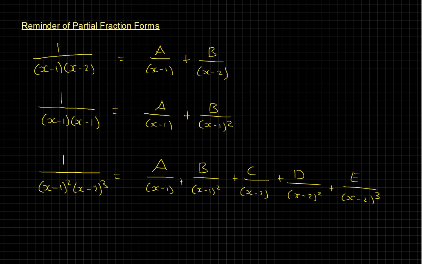The point being that the number of individual fractions you're going to end up with is the same as the number of things you're multiplying in the denominator. So in the first two examples you've got two things going on, so you've got two fractions, and here you've got a squared and a cubed, so that's 5 things being multiplied, and because you're multiplying 5 things, you've got your 5 partial fractions. And again, if it's repeated, you're just going to have to incrementally increase the powers for each of those denominators, although most of the time it's not going to be more than a squared really. So that's just to remind you of the partial fraction forms.